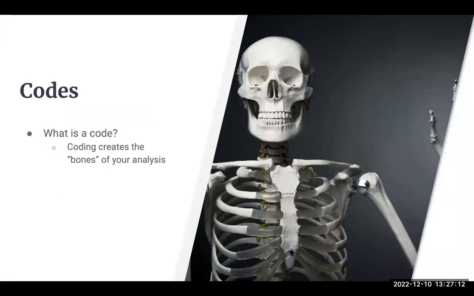So what exactly is a code first off? A code is generally a word or possibly a phrase used by researchers to describe a unique portion of the data they are analyzing. Codes are ways researchers add meaning to the content they are analyzing. Essentially, codes create the bones of your analysis. They are the foundation of your research data analysis.